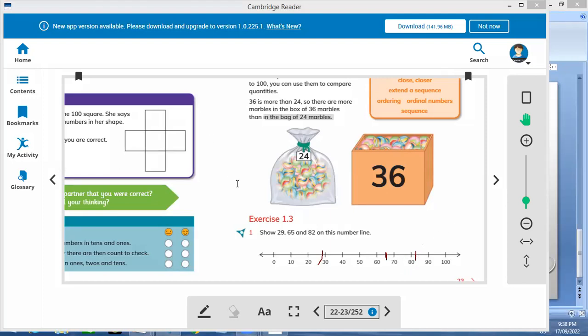You can write the numbers as well. 29, then we have 65, and here it is going to be 82.